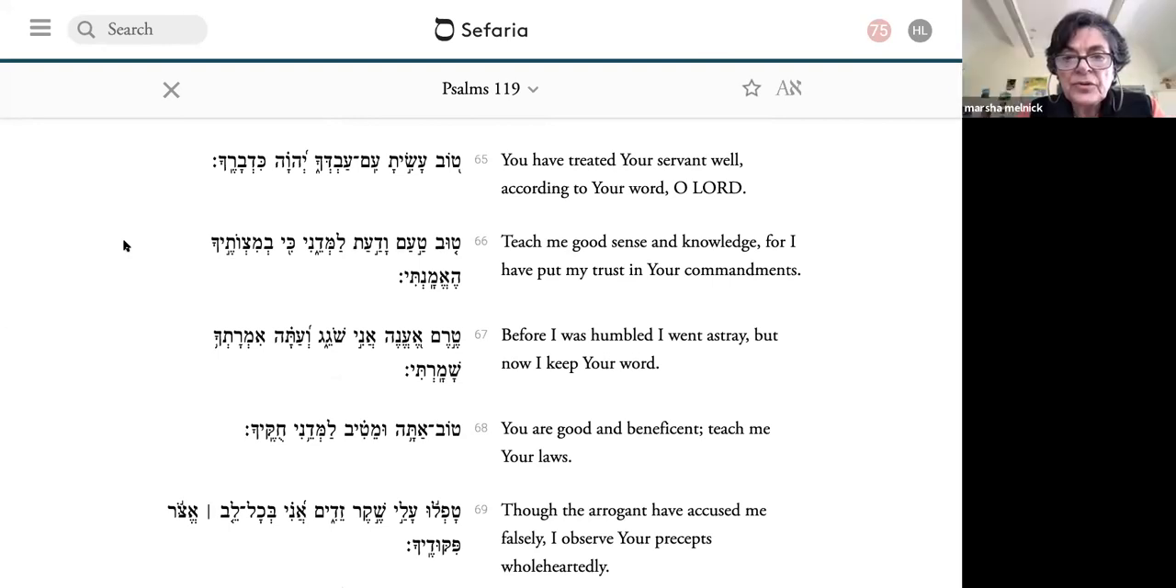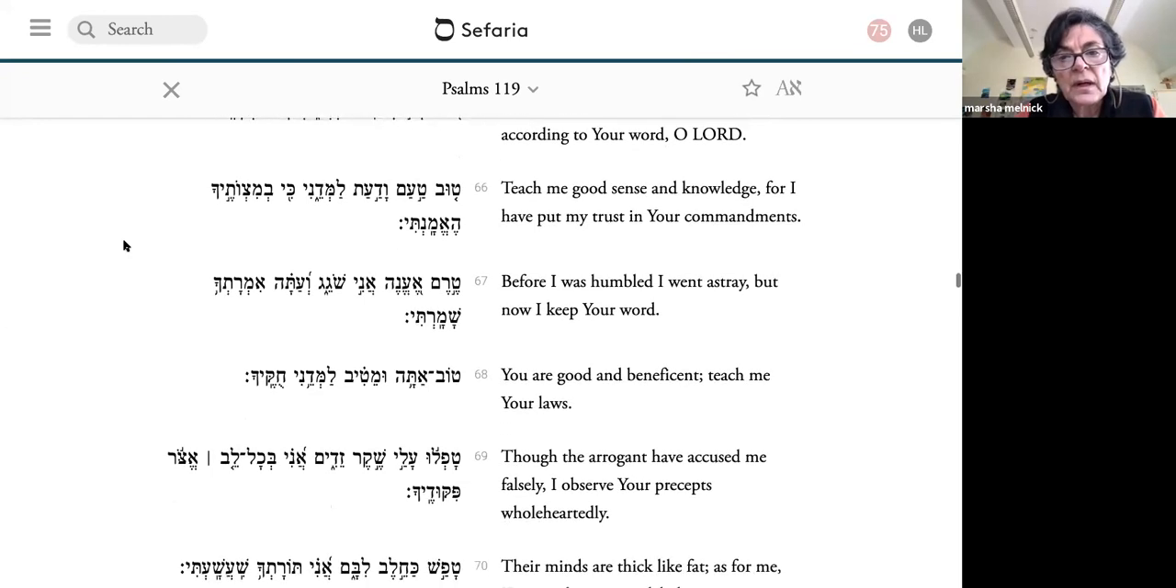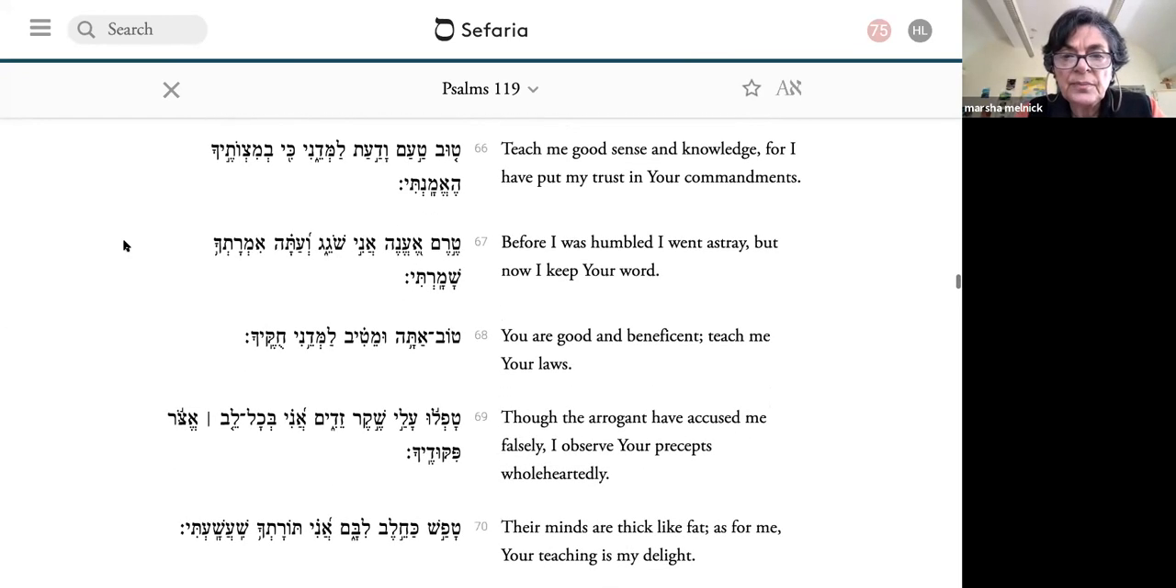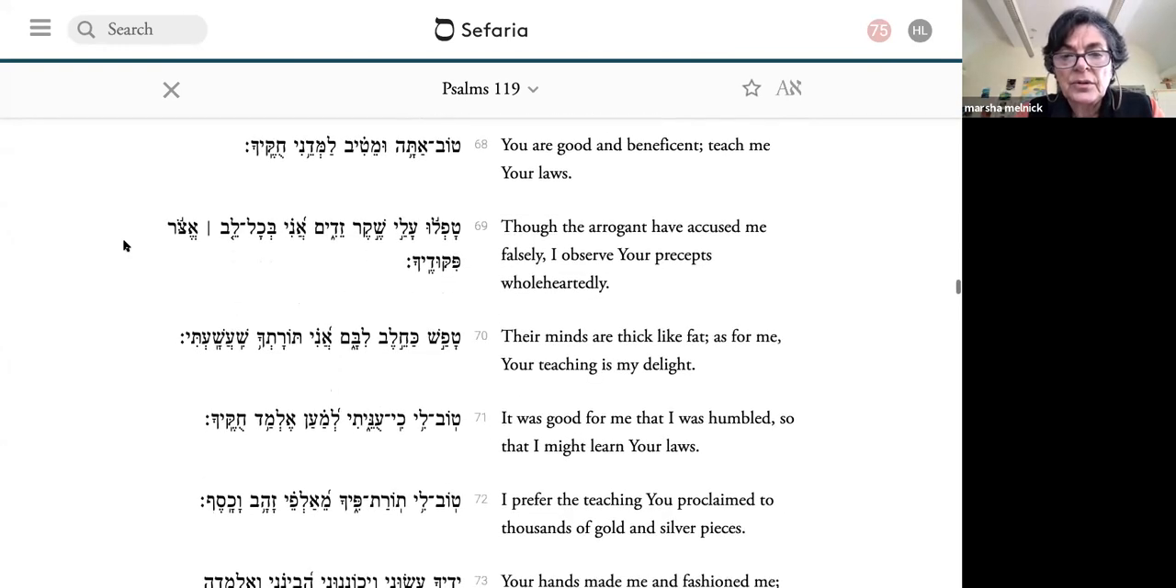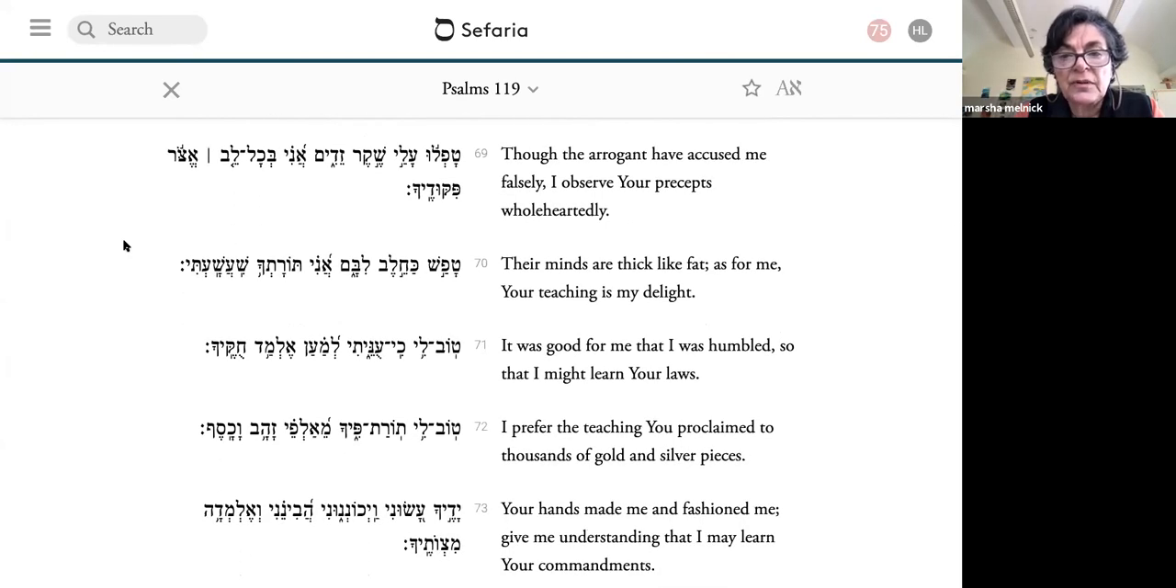You have treated your servant well according to your word, O Lord. Teach me good sense and knowledge, for I have put my trust in your commandments. Before I was humbled, I went astray, but now I keep your word. You are good and beneficent. Teach me your laws. Though the arrogant have accused me falsely, I observe your precepts wholeheartedly.